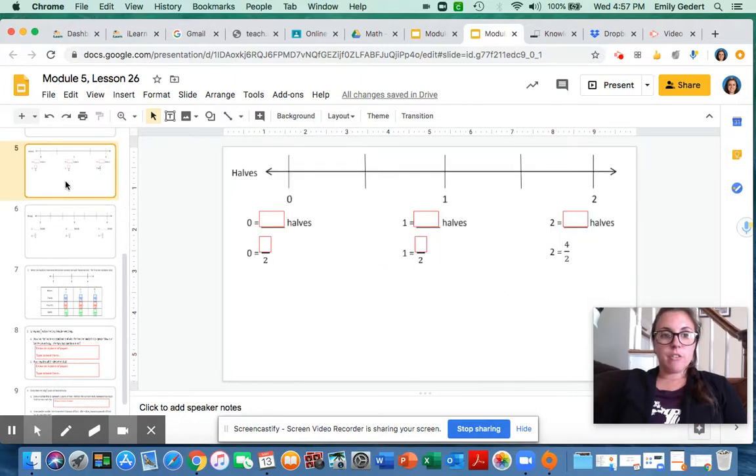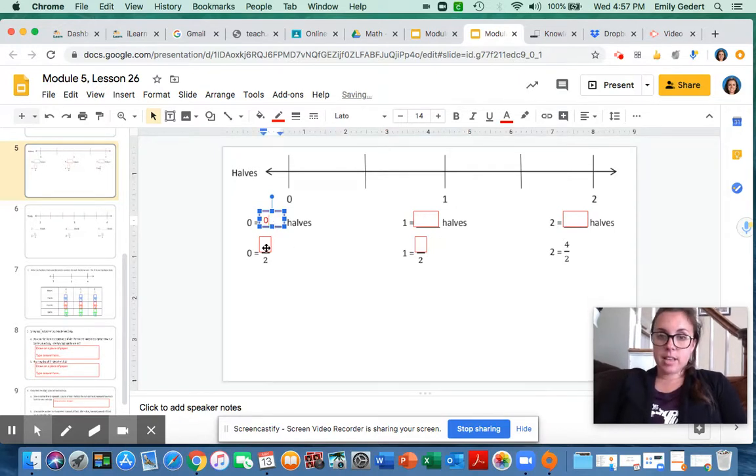Slides 5 and 6 are the same. It's very important that you pay attention to the whole numbers. So we have 0, and it's partitioned into halves. 0, 1 half, and we've got our whole number 1. Half, and then 2. So 0, 1 half, 1, 1 and a half, and 2. So you are going to, down here, tell me how many halves are going to be there. So this would be 0 halves, which would be 0 over 2.